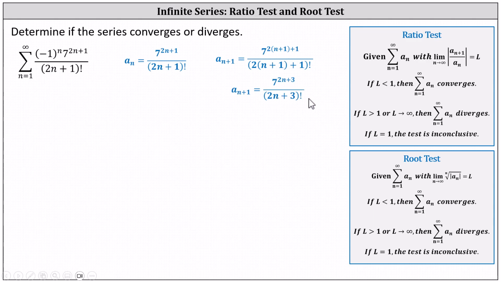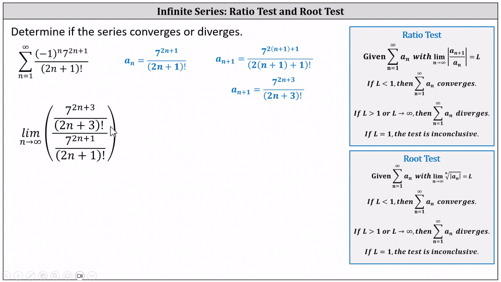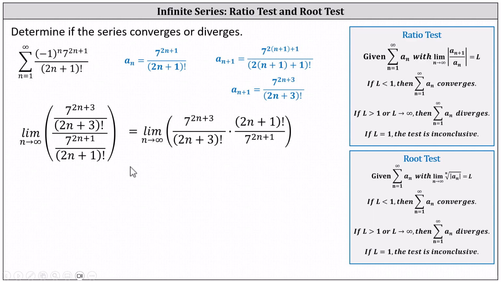And now let's go ahead and set up the limit, where again we have the limit as n approaches infinity of a sub n plus 1 divided by a sub n. And again, no absolute value is required because everything is positive. And now let's write this complex fraction as a product by multiplying the fraction on top by the reciprocal of the fraction on the bottom. And now we need to begin to simplify.